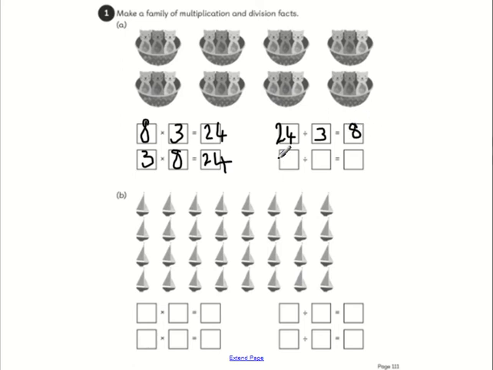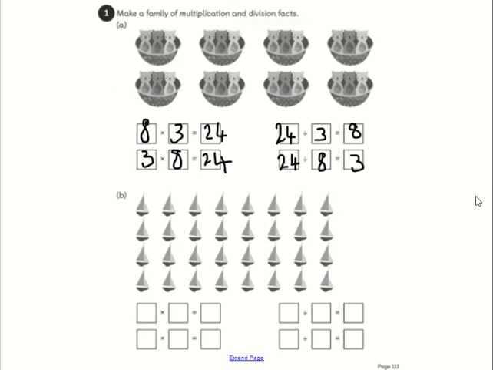Now I'm going to include my biggest number again at the start, but I need a different number sentence. So what could I do? Oh yeah, well done. I could swap the 8 and the 3 round. 24 divided by 8 equals 3. Fantastic. Can you please have a go at doing the same thing but with the boats? Pause the video now and see if you can work out the answer.